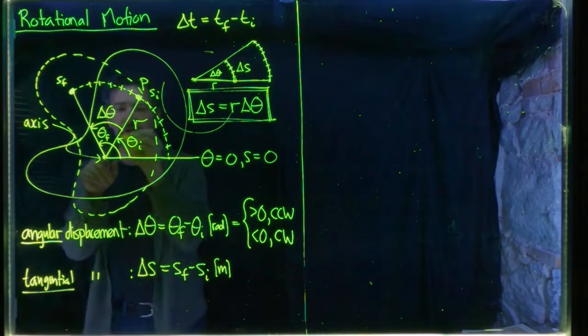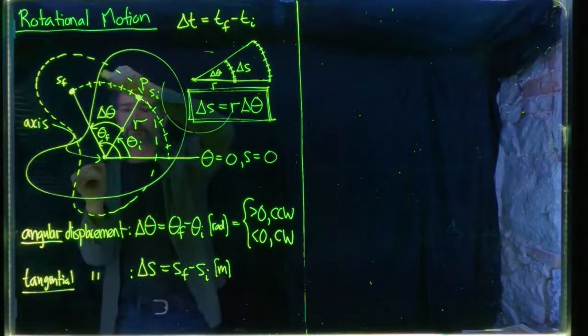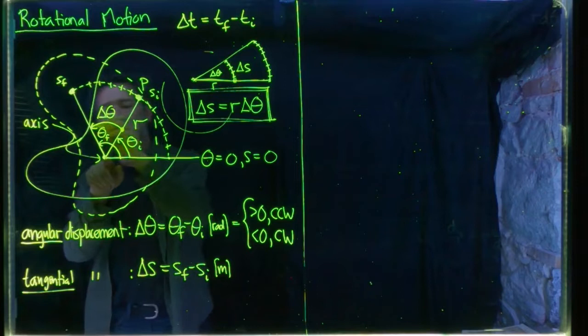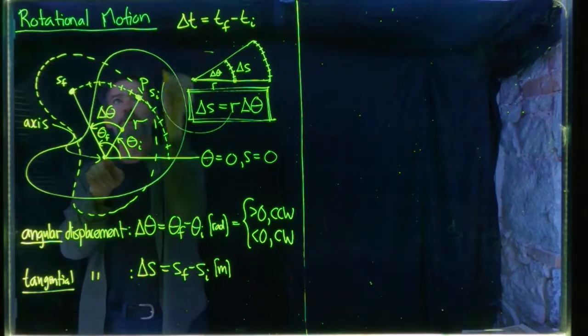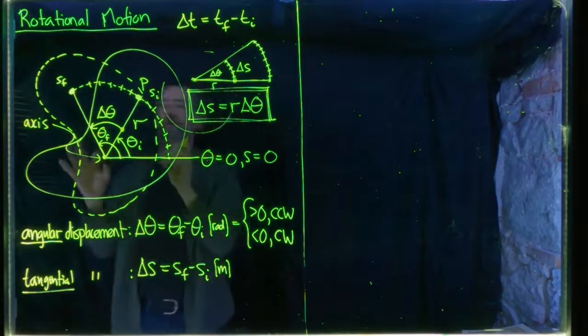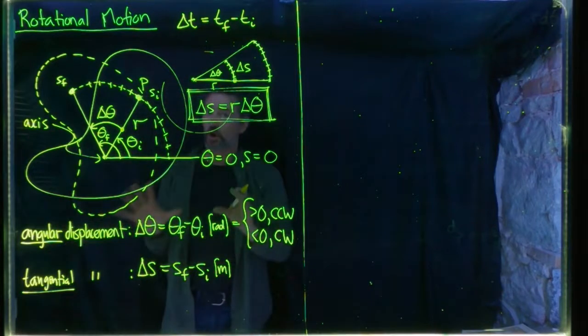So if we say we're at this point over here and we rotate, say, through 30 degrees, the whole object rotates through 30 degrees. Every single point in that rigid body also rotates through 30 degrees. Moves from here to here, that's 30 degrees. Moves from here to here, that's 30 degrees. So they're all the same. So the angular displacement of every point on a rigid body is the same. Okay? Whereas the tangential displacement is not the same.